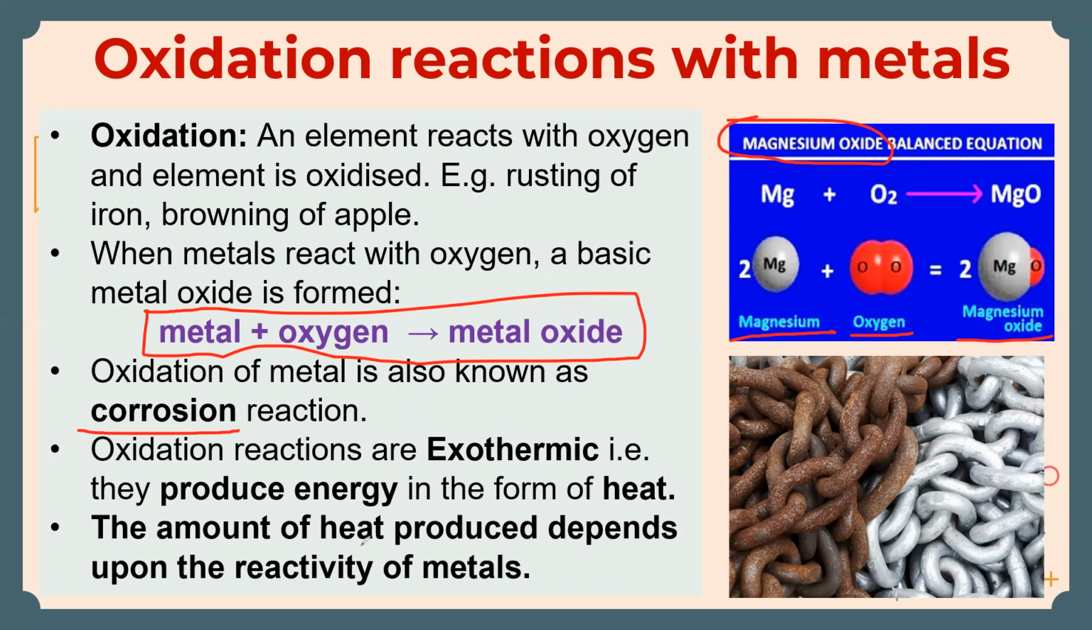Now, the amount of heat that is produced depends upon the actual reactivity of the metals. We know some metals, for example, are more reactive. For example, our group 1 metals. Okay, looking back to chapter 3 now, can anyone tell me in the chat box, out of group 1 and group 2 metals, which one was more reactive, did we say?